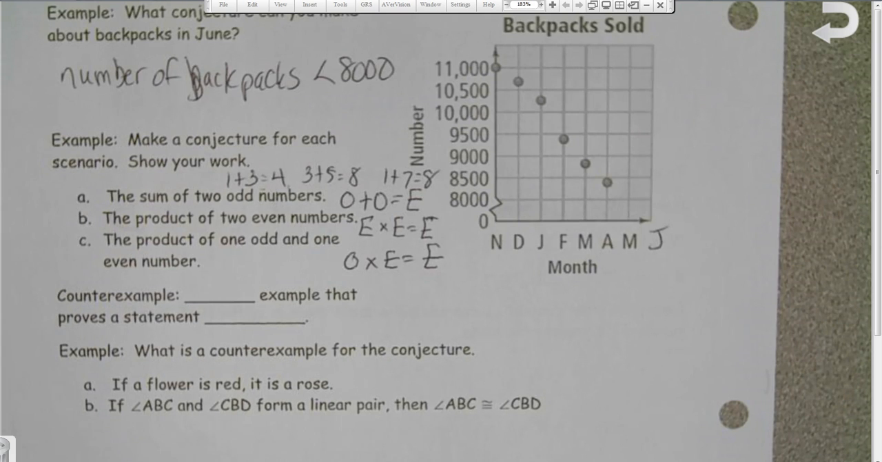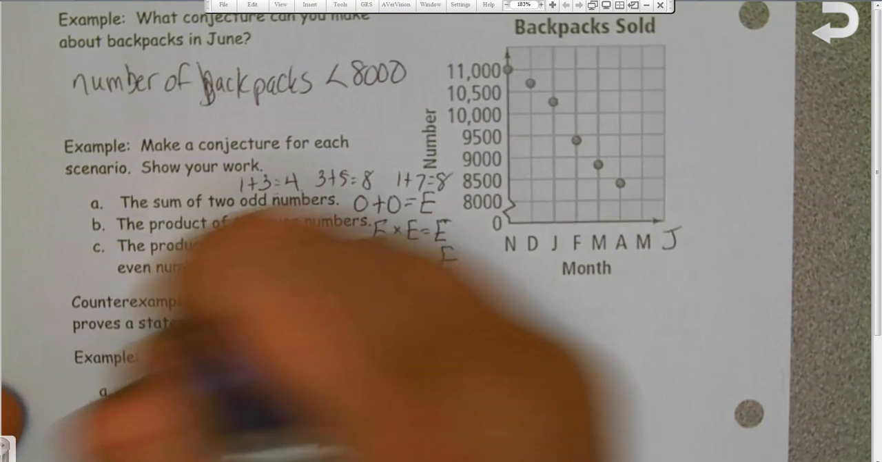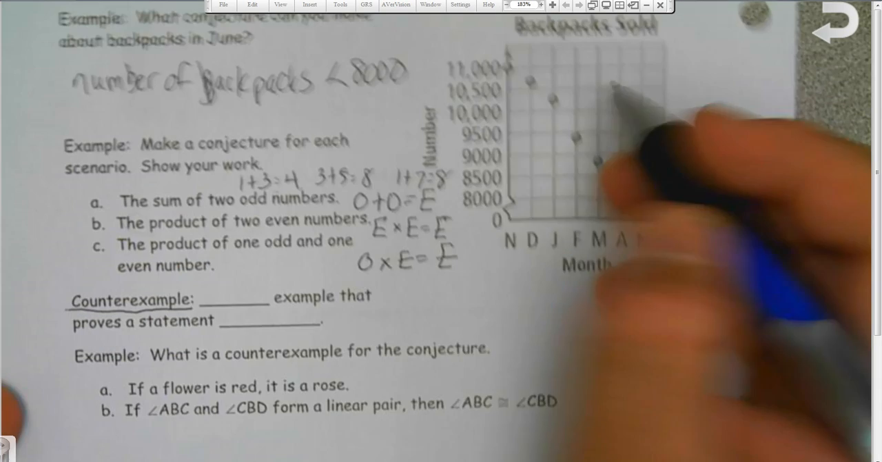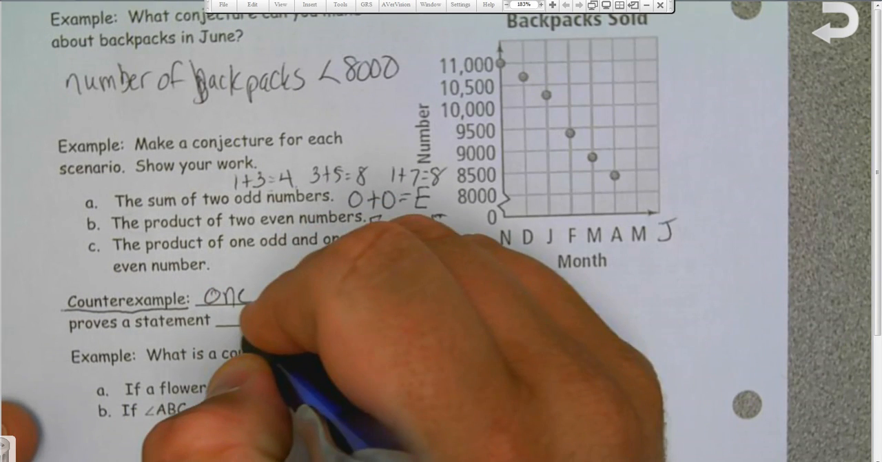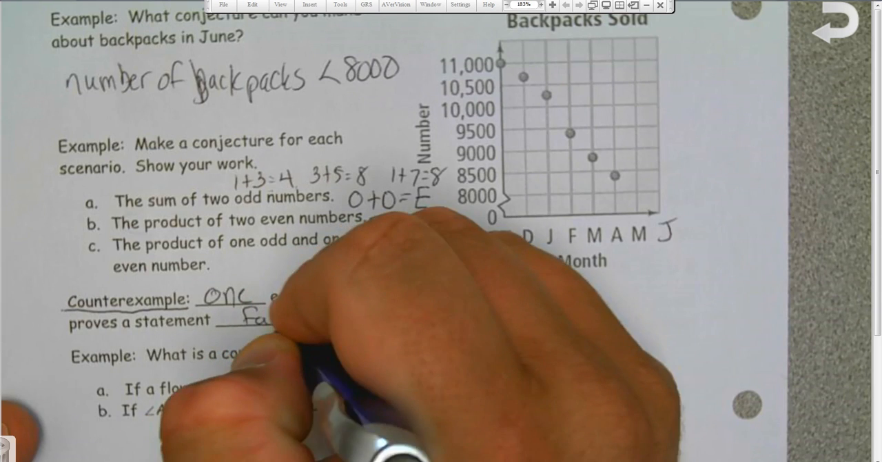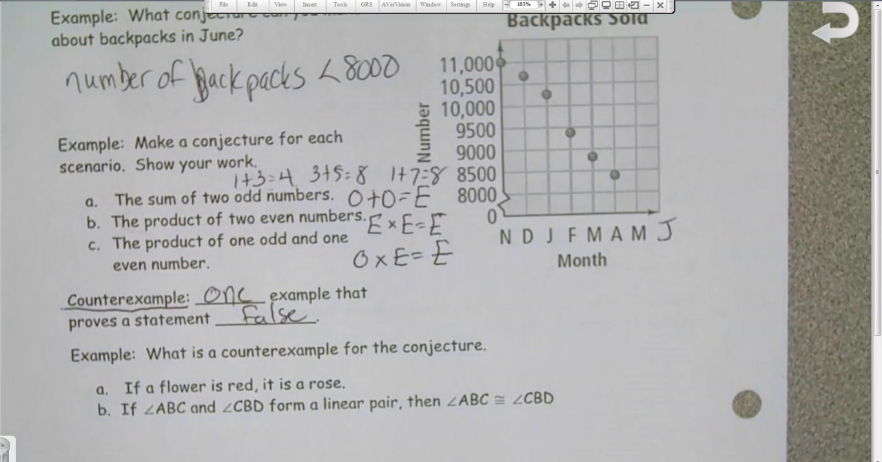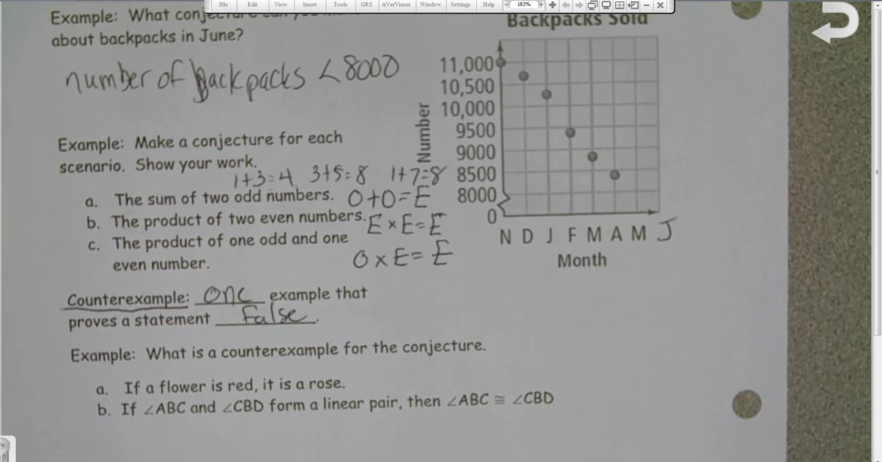The last vocabulary word that we need for this lesson is counterexample. A counterexample is one example that proves a statement false. And sometimes those counterexamples can be words, or sometimes those counterexamples can be a drawing. So, for example, if a flower is red, it is a rose. Can you think of a flower that is red that is not a rose?